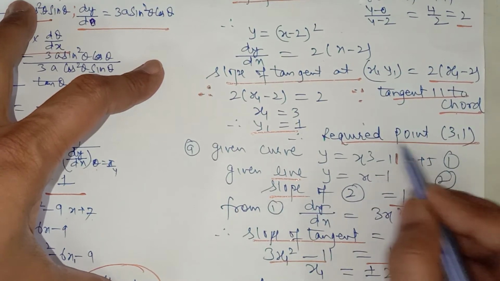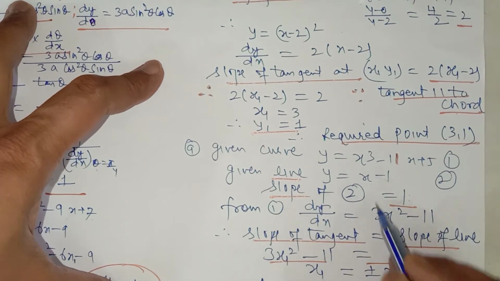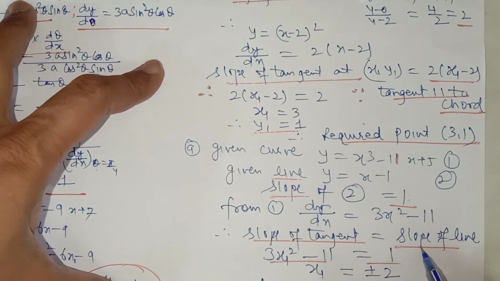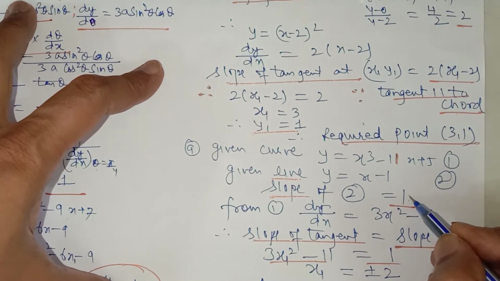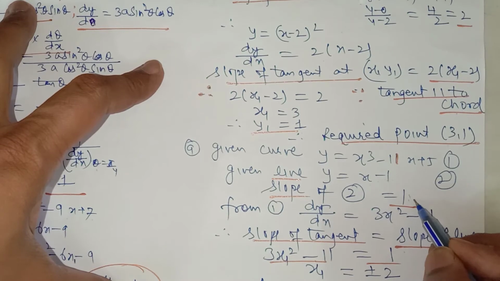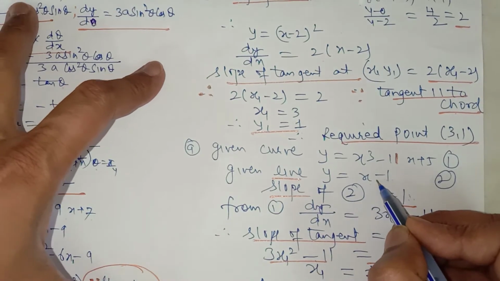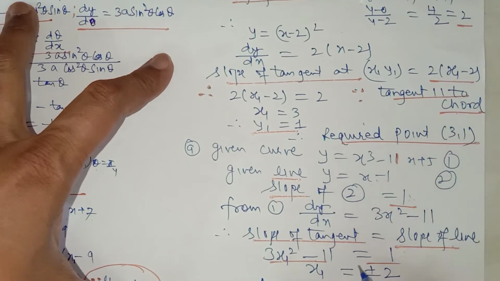To find the slope of the tangent to this curve, differentiate the curve, which gives 3x square minus 11 at the point x1, y1. So 3x1 square minus 11 will be equal to 1, because the slope of the tangent is equal to the slope of the line, and the slope of the line here is 1. Because it is a tangent, we have differentiated this curve. It will give the slope of the tangent, so they will be equal to each other.